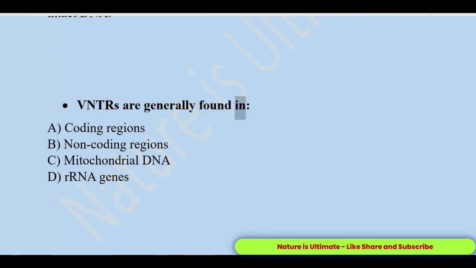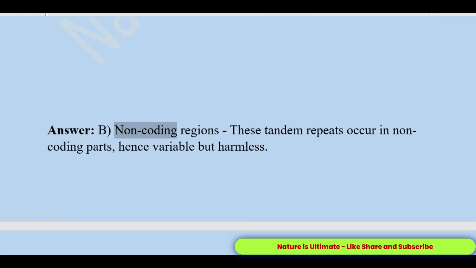VNTRs are generally found in A. Coding regions, B. Non-coding regions, C. Mitochondrial DNA, D. rRNA genes. Answer: B. Non-coding regions. These tandem repeats occur in non-coding parts, hence variable but harmless.